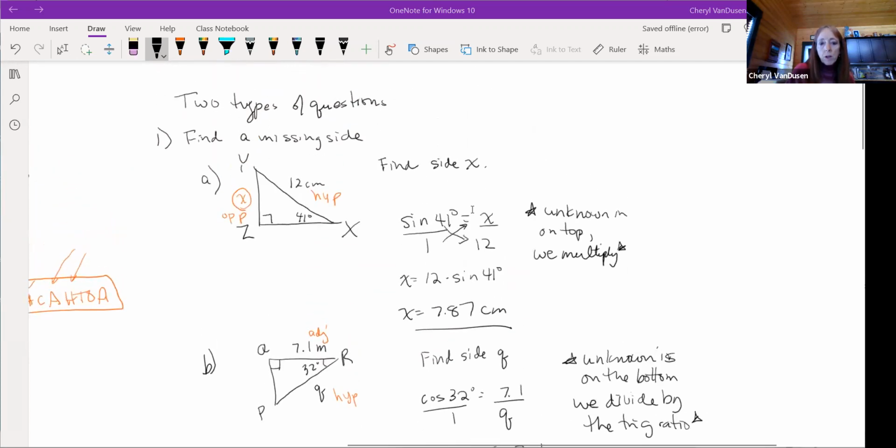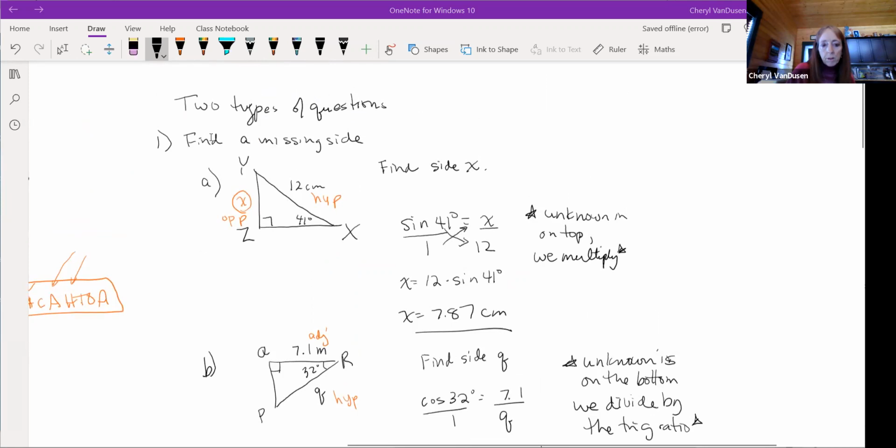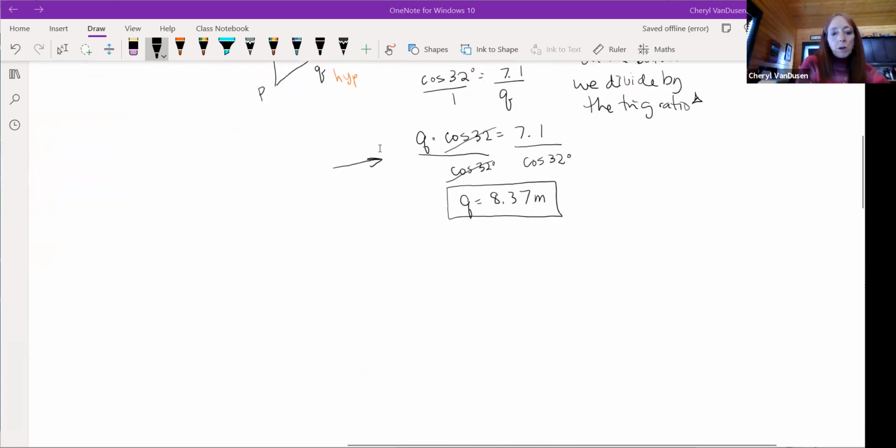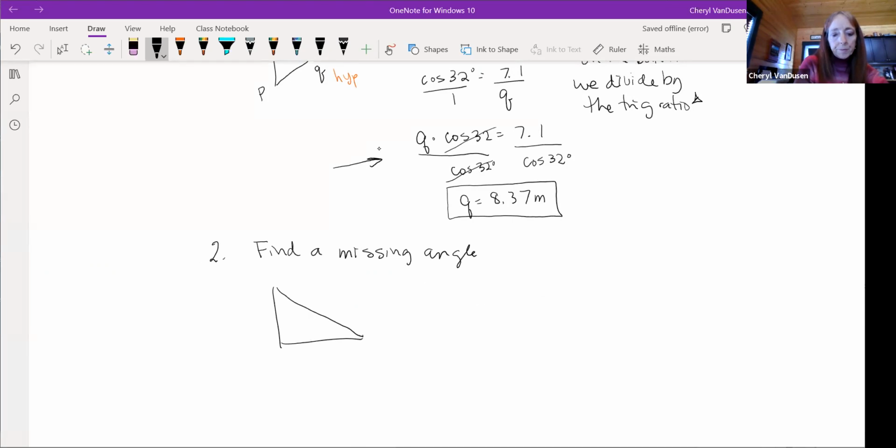Okay, looks good. So now up here, I was saying there's 2 types of questions. Finding a missing side, we've done those types. Now we're going to do finding a missing angle. So let's draw a triangle here, ABC again. I'm going to say that this is 7 centimeters, this is 9 centimeters, and I want us to find angle C.